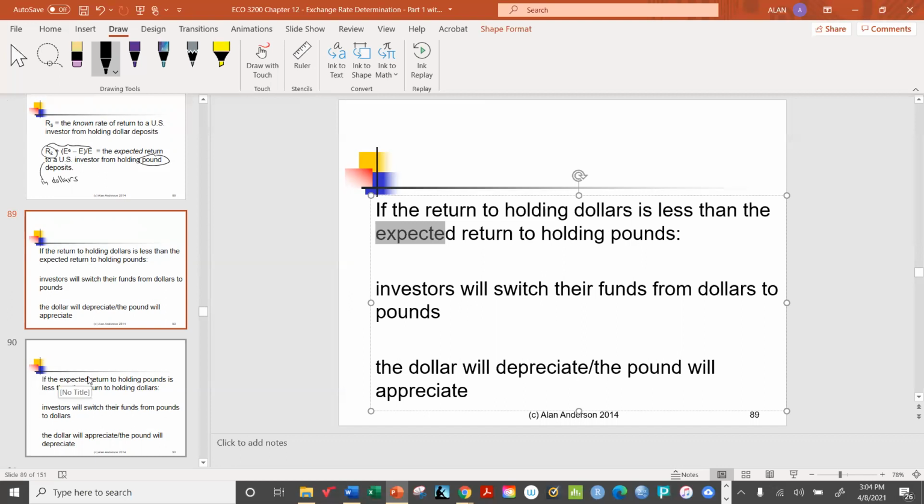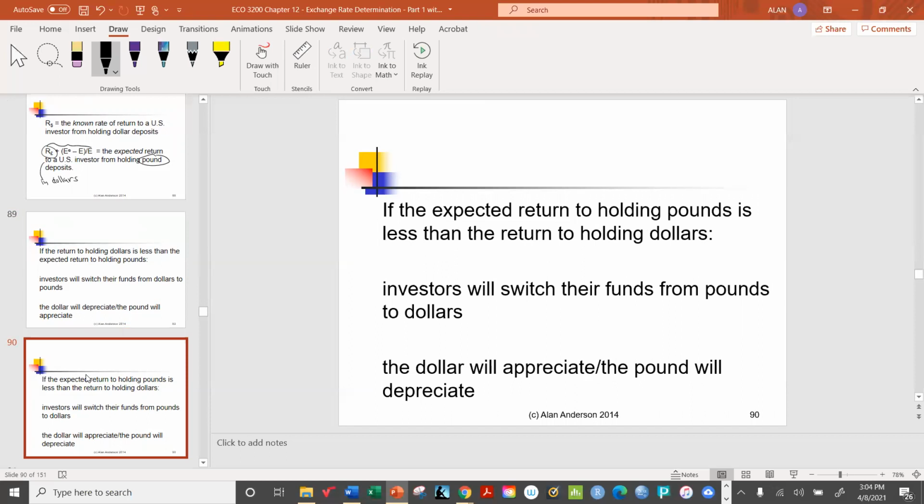Now, of course, the opposite has to be true. If the expected return to holding pounds is less than the return to holding dollars, then the opposite should happen. In other words, we now want to hold dollars. We don't want to hold pounds. So investors will switch their funds from pounds to dollars. The dollar will get stronger, the pound will get weaker, and eventually this will stop when the expected returns are the same in both countries. That's when it will stop.